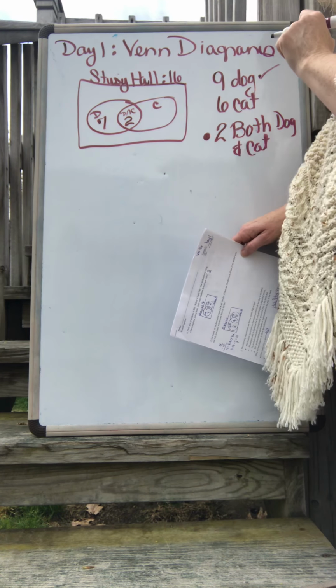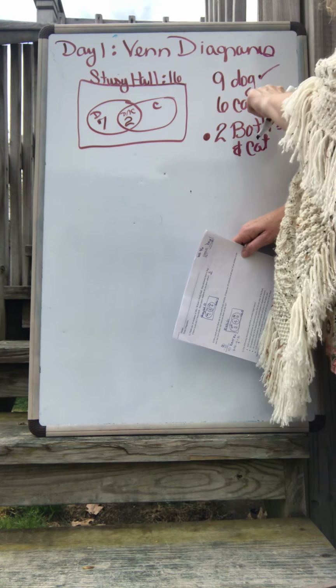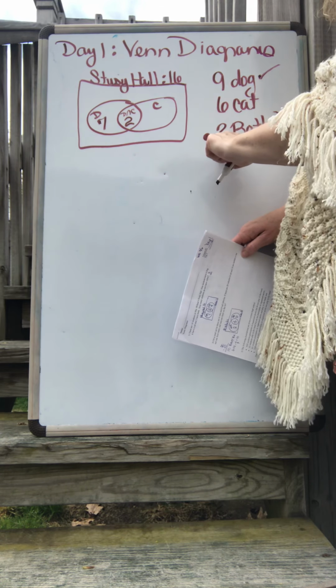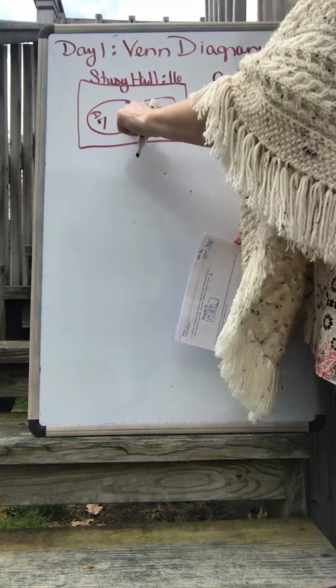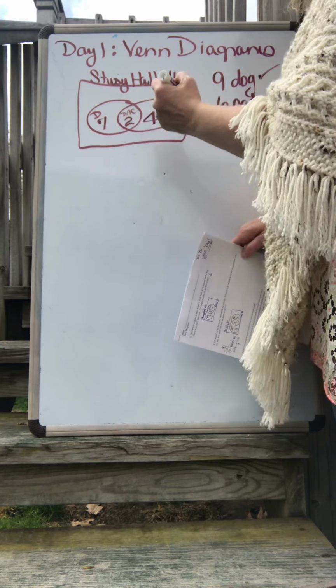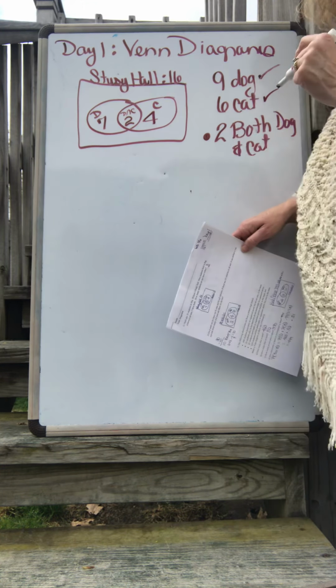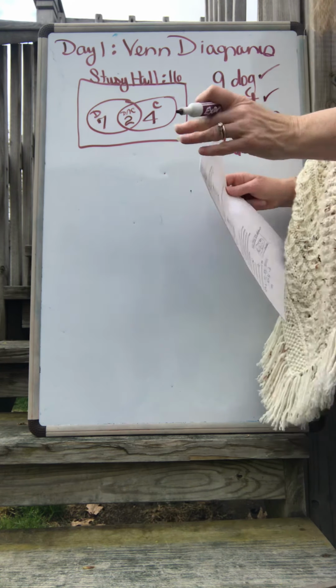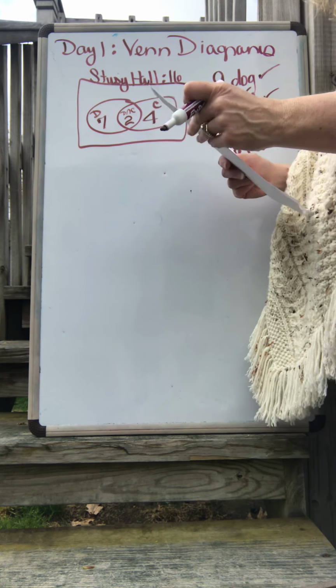Do the same thinking with the cat. 6 kids have a cat, but 2 of those 6 also have a dog. I already talked about those 2 kids. So that means 4 kids in my study hall only have a cat. It's very logical if you let yourself think about it.